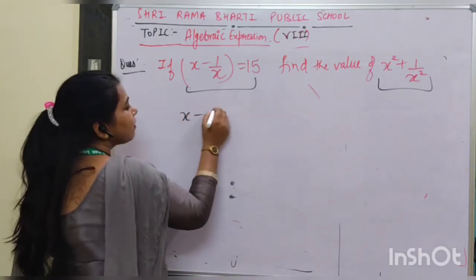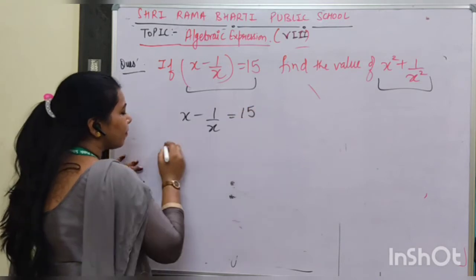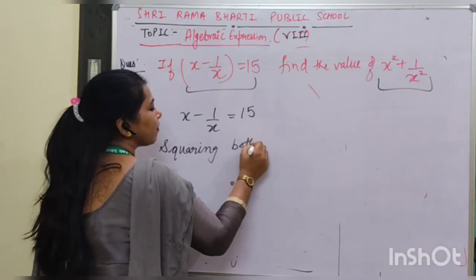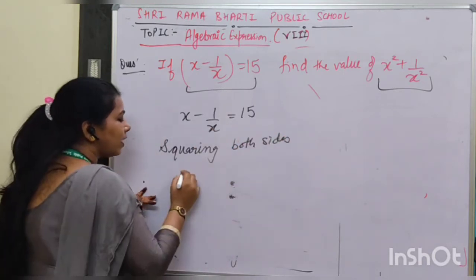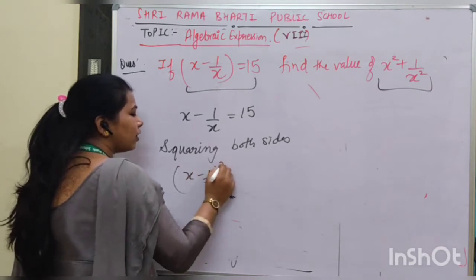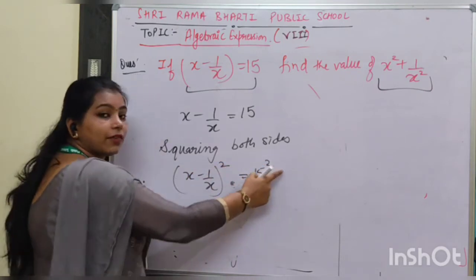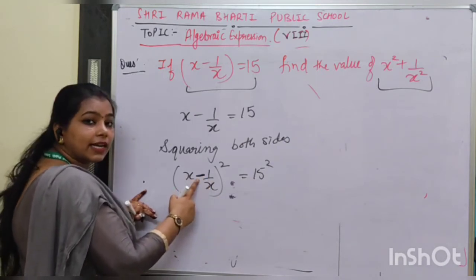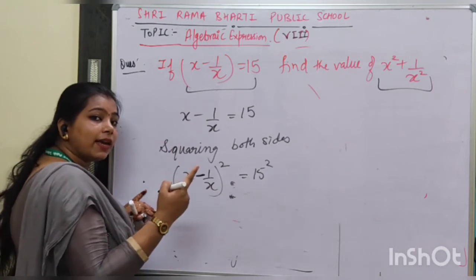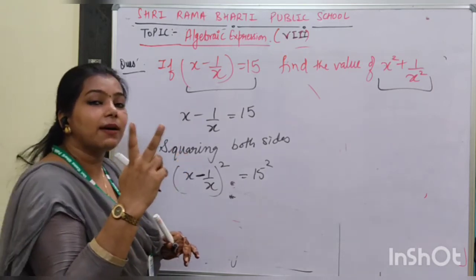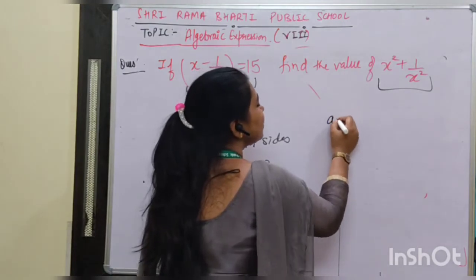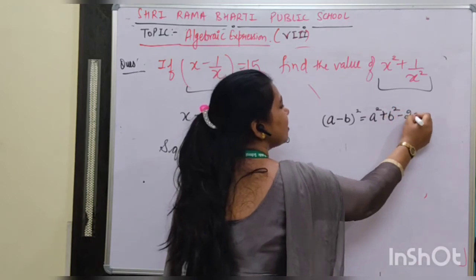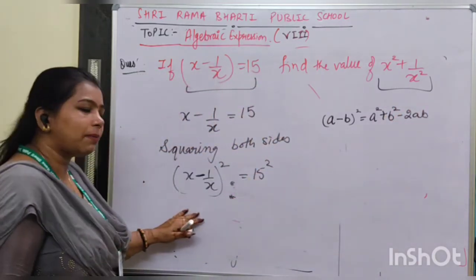What we will do: x minus 1 upon x equals 15. We will do squaring both sides. After squaring both sides, it will be x minus 1 upon x whole raised to the power 2 and 15 raised to the power 2. Again we can notice here, since we have a negative sign in between, which identity can we apply? The negative identity, identity number 2. And identity number 2 is a minus b whole square, a square plus b square minus 2ab. So the same identity we will apply here.